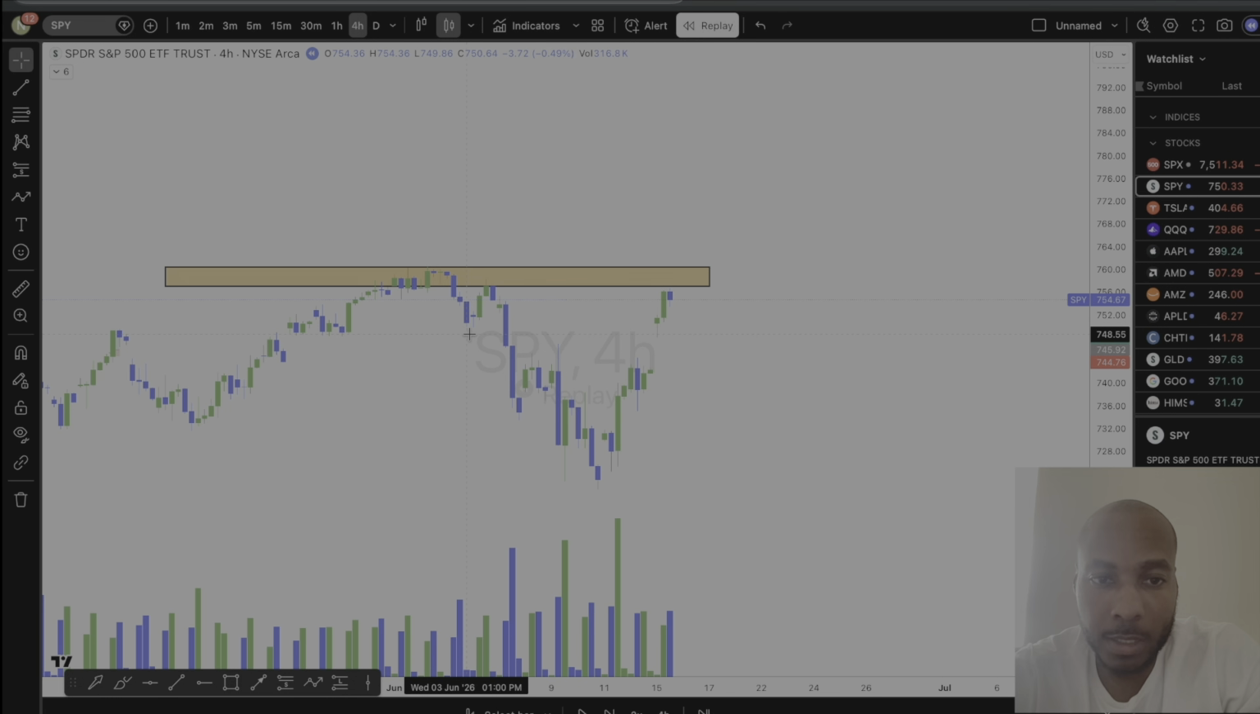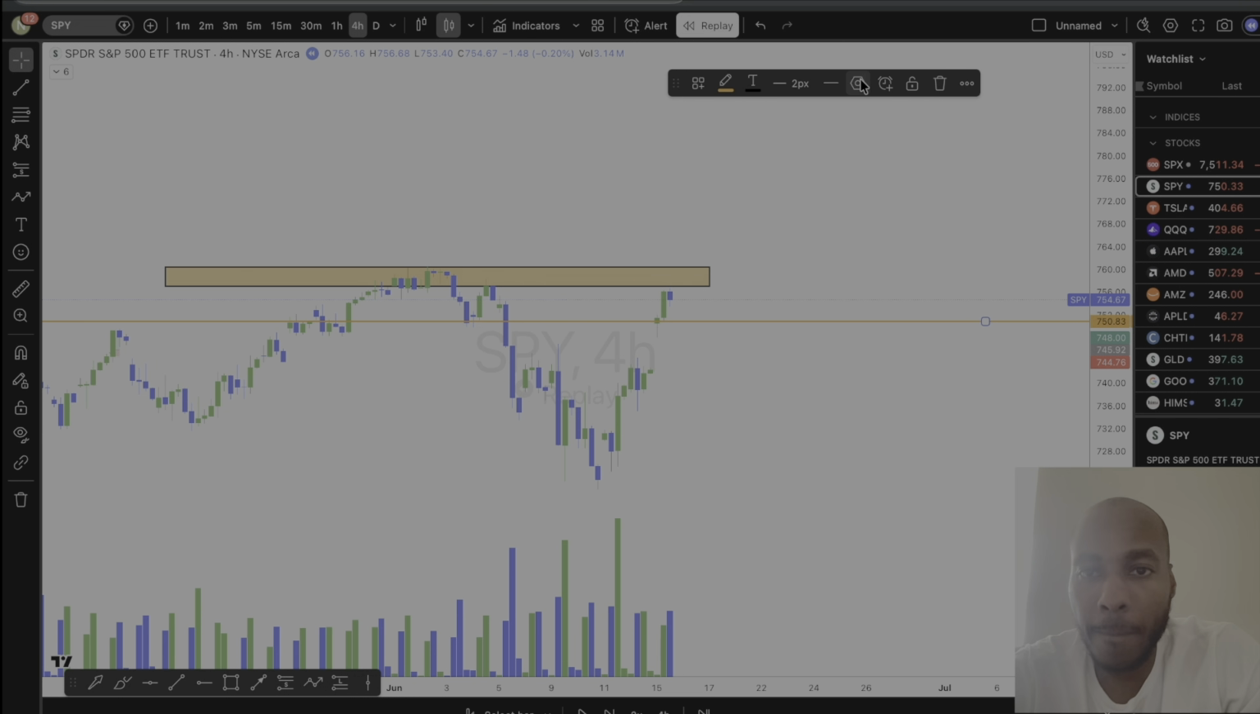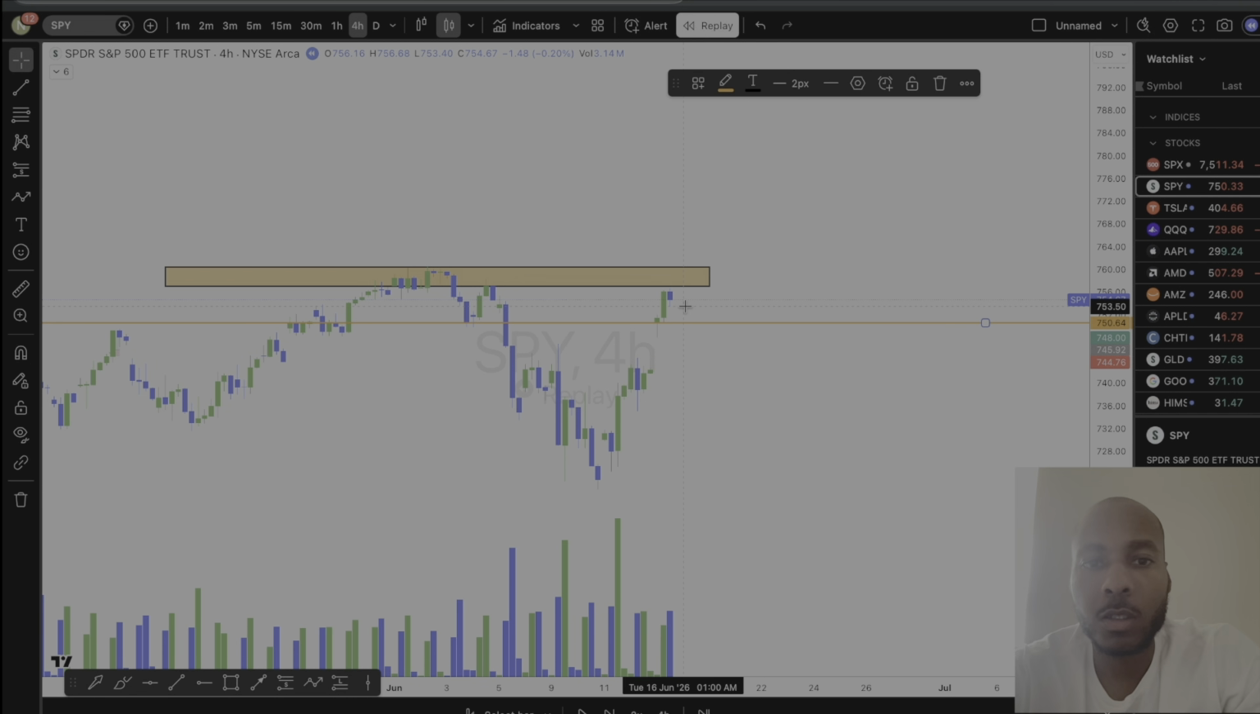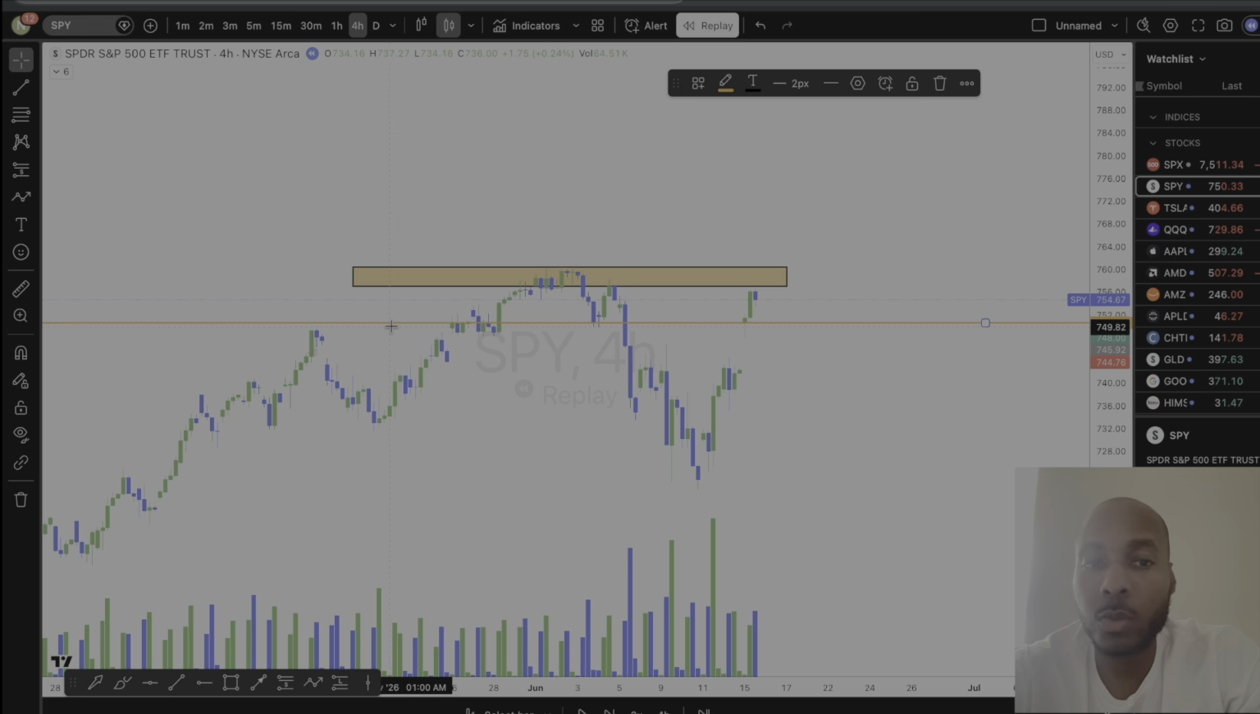I'm going to just mark this candle here, which would be 750.64. That's where it closed at. So 750.64. Let's go ahead and make a line there. 750.64. So now all I want you to do is look over here. Anything that's below this line, what happens? We break to the downside.